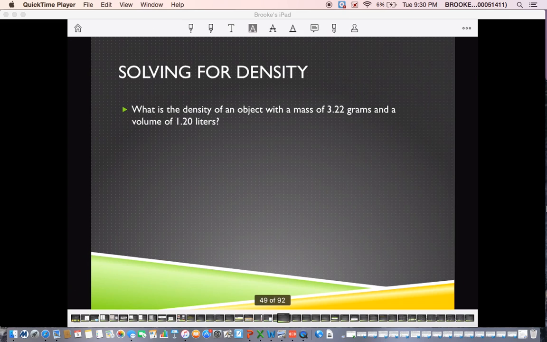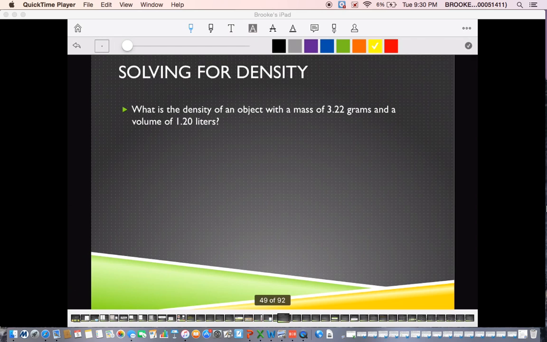And when you're doing math in chemistry, or really anytime, the first thing that you should always do is simply write out your equation. So we just talked about our equation, and we know that density is D equals M over V. D is density, M is mass, and V is volume. So if we read our question, it says, what is the density of an object with a mass of 3.22 grams and a volume of 1.20 liters?